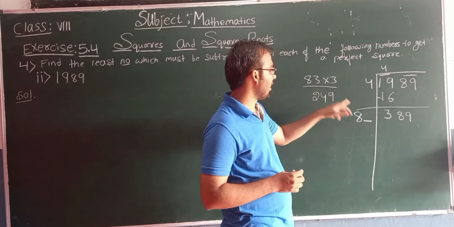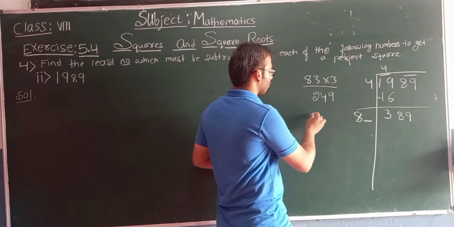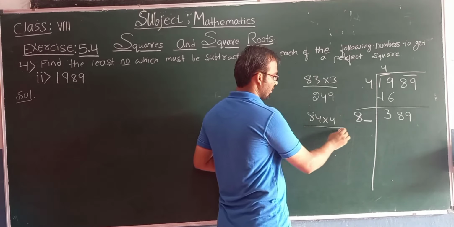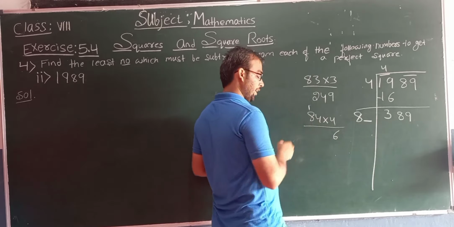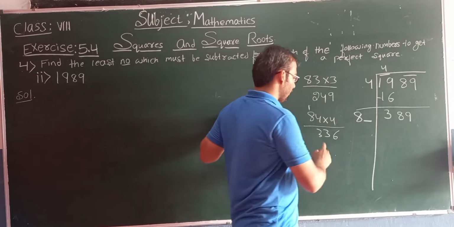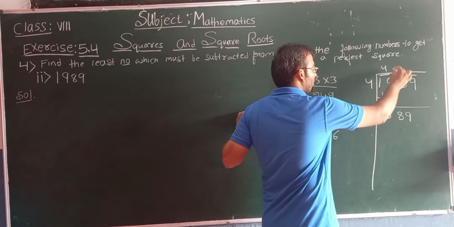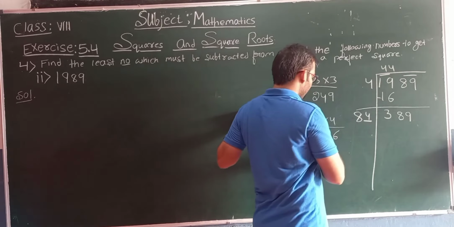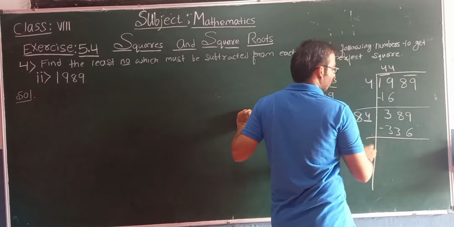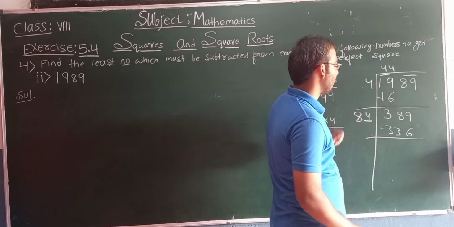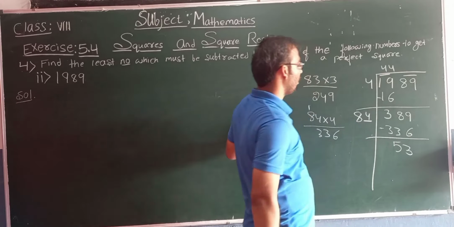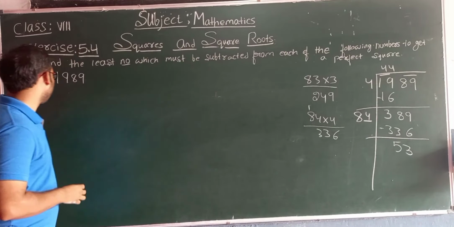So let us fill this blank with 4 and see. Okay. So here, 4 4s are 16, 6, 1 carry, 4 8s are 32, plus 1, 33. Okay, so when we fill this blank with 4, here also 4, what are we getting? 336. Okay. So 389 minus 336 is what? 53. Okay, so here we have got the remainder as 53.